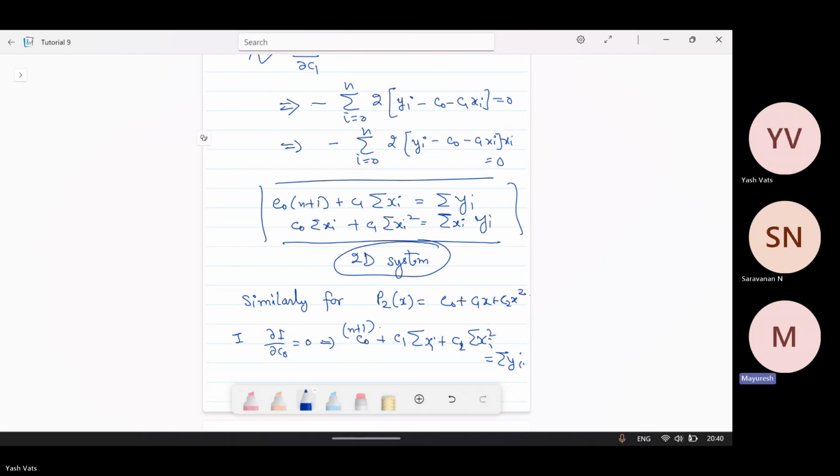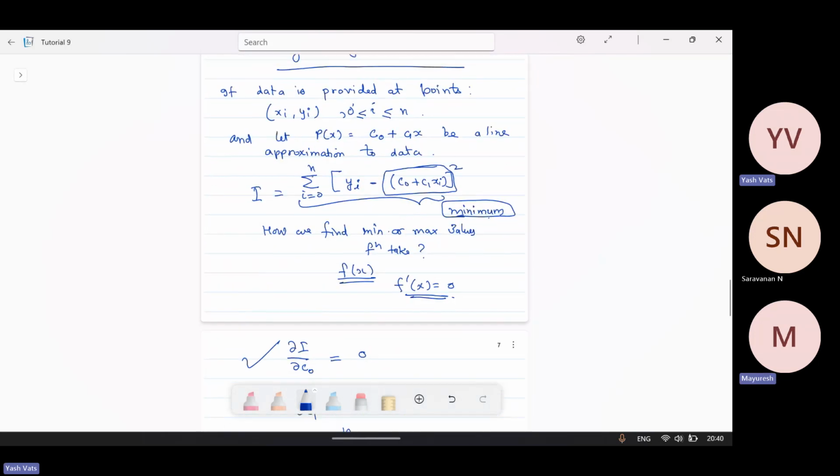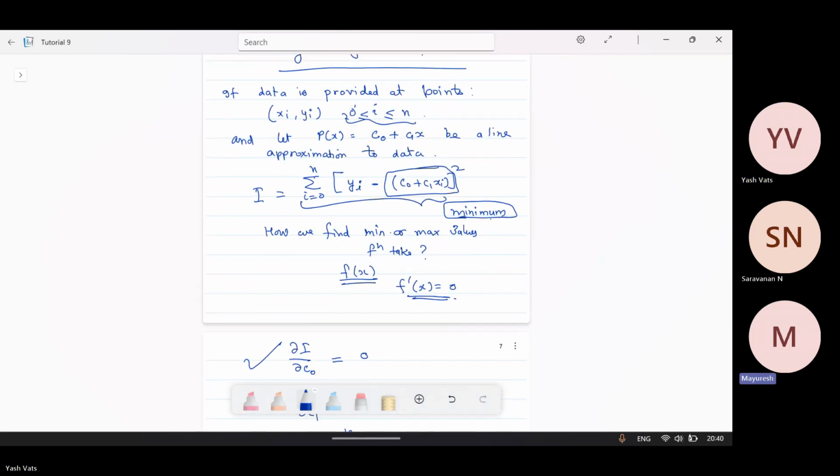That is c0 over summation. So the summation will be the number of degrees of freedom. So n plus 1 is basically the number of variables, right? No, it is n plus 1 data points, because you are starting from 0. That's why. Okay, I was simply counting the numbers.